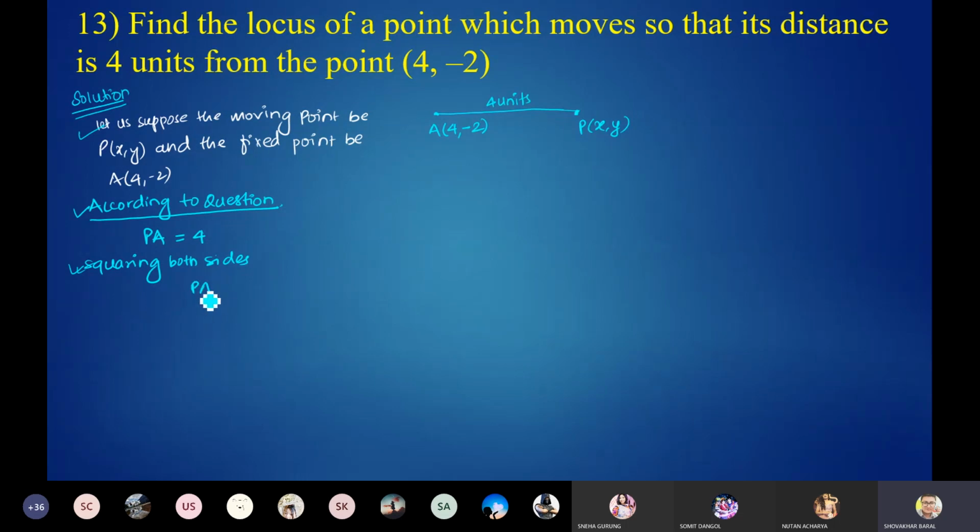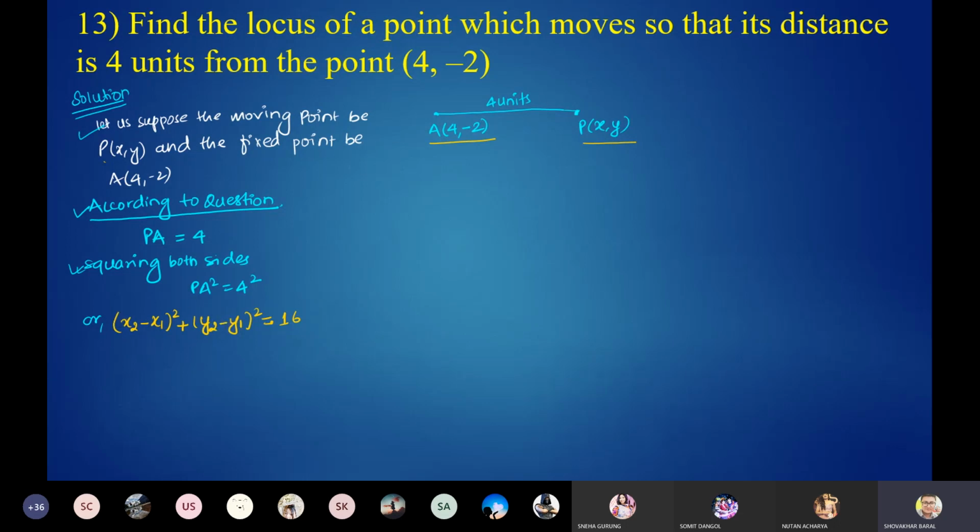So squaring both sides, we get PA square is equal to 4 square. So let's use the formula. As I told you earlier, you can use the formula directly here. P(x, y) and (4, -2). Let me suppose this is (x1, y1) and this one is (x2, y2). So the formula will be (x2 minus x1) whole square plus (y2 minus y1) whole square is equal to 16, since the square removes the square root of the formula.